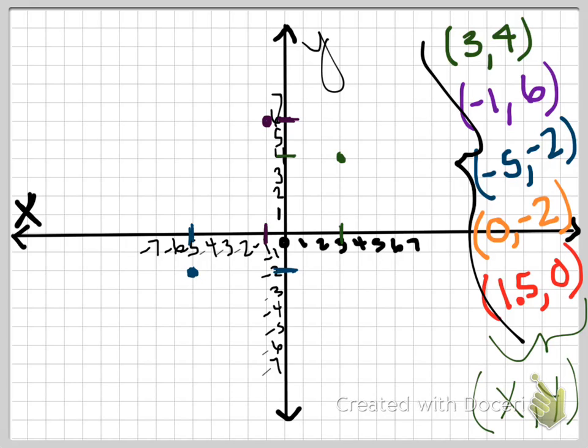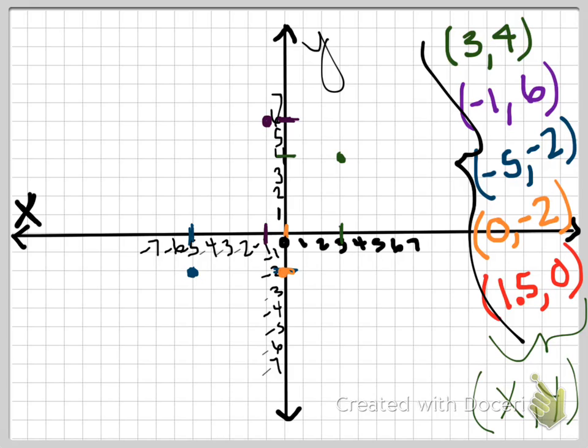Alright, next. 0, -2. So 0 on the x, but then I need to go down 2 on the y. So I go down 1, 2. And here's my point right on the axis. I plot that point right on the axis. So I started at 0, down 2.